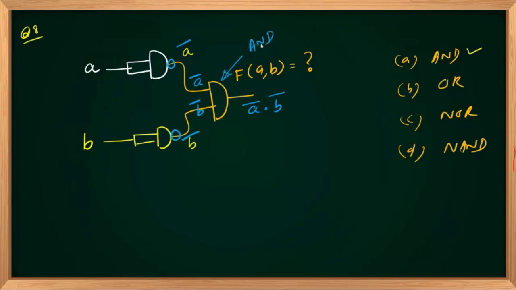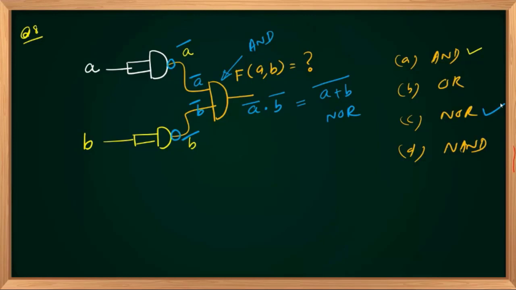So what is A bar dot B bar? The product of individual complements is equal to what? The complement of the sum. Correct? The complement of a sum is equal to the product of their individual complements, as per De Morgan's law that we learned in the last class. So what is this? It's a NOR gate. Correct? NOR gate. Okay. Shall I move to the next question? Question number 9.